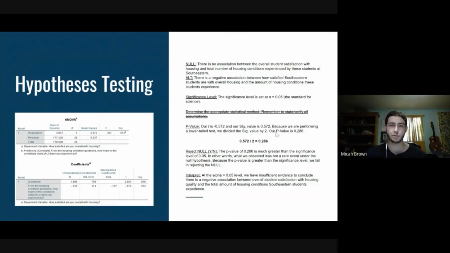Because we are performing a lower tailed test, we divided the sig value by 2, which means our p-value equated to be 0.286.